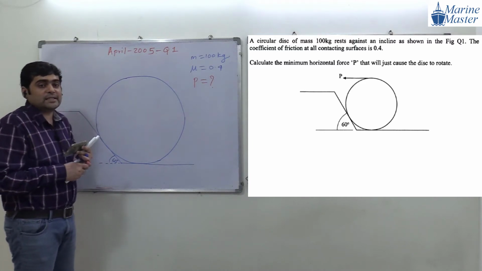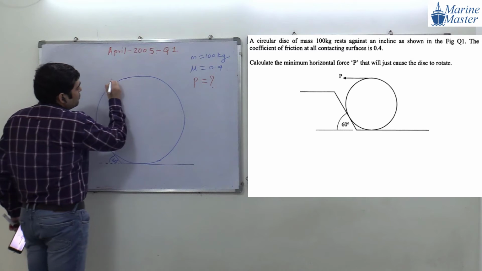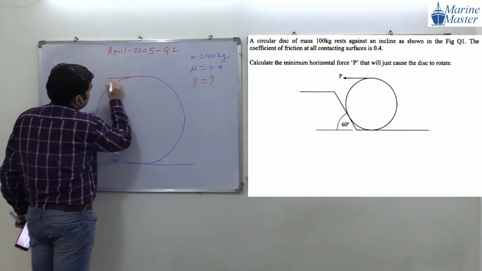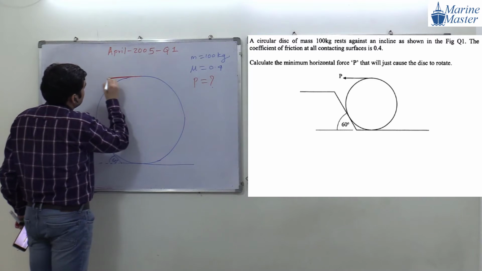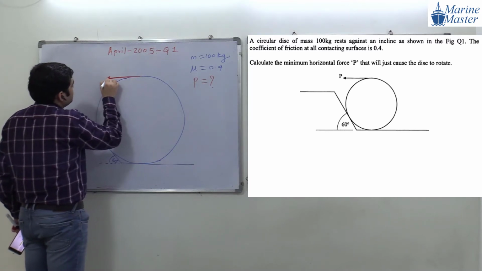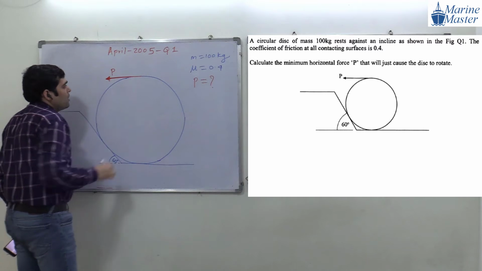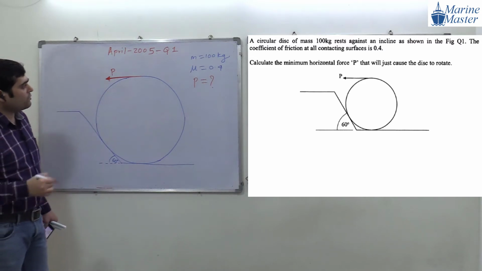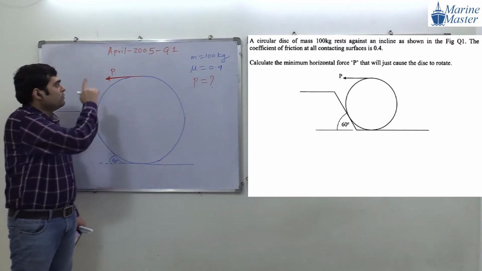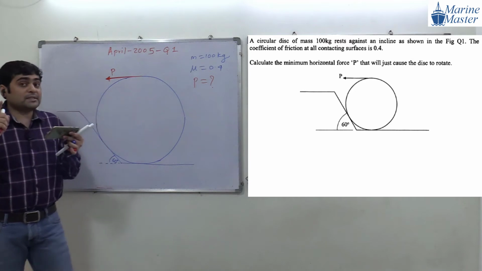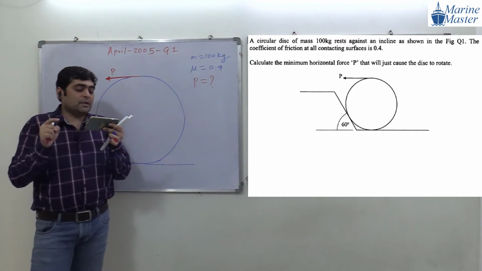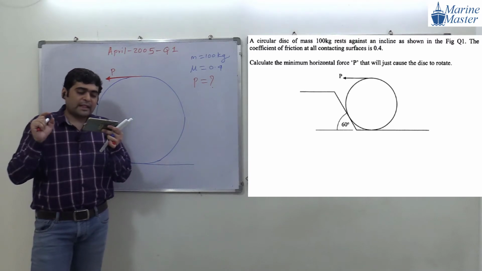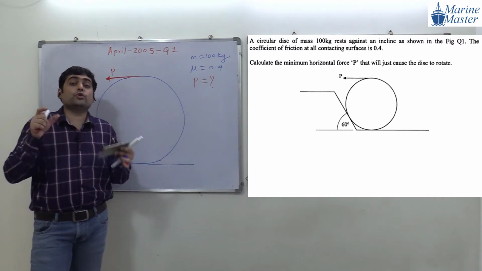What is our target, guys? We have to find out force P. For what purpose? Calculate the minimum horizontal force P that will just cause the disc to rotate.